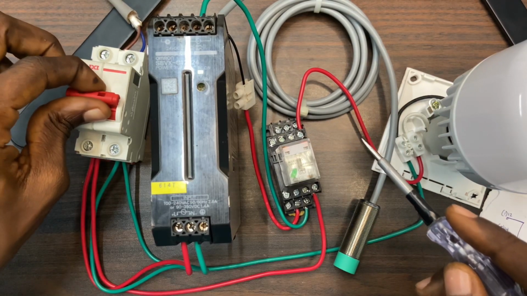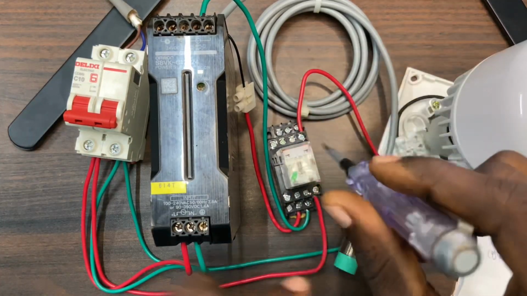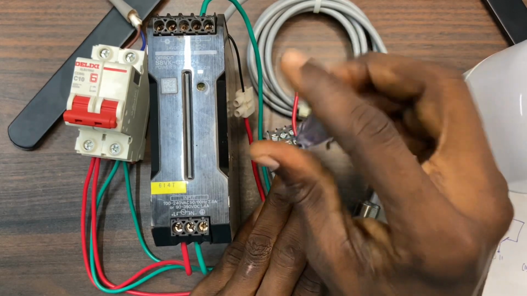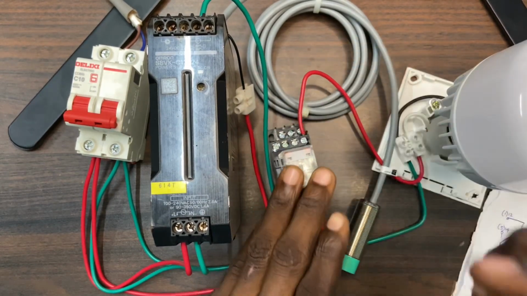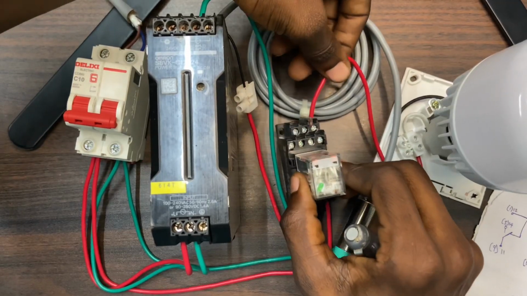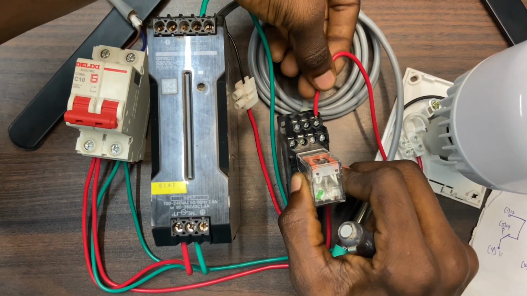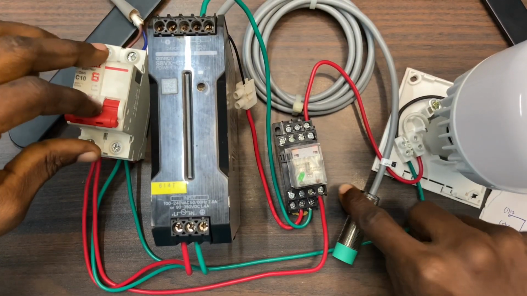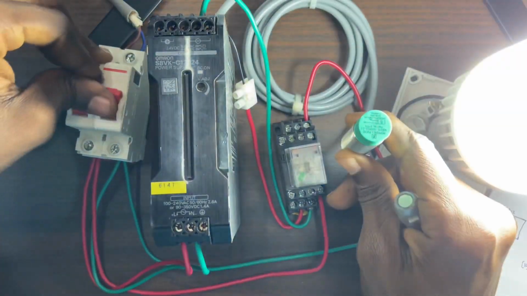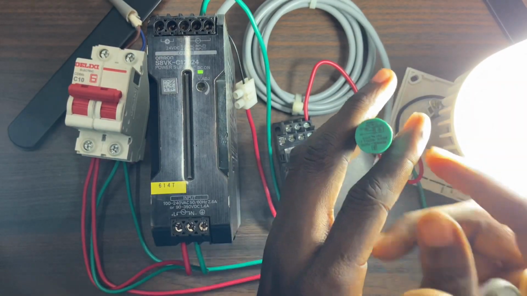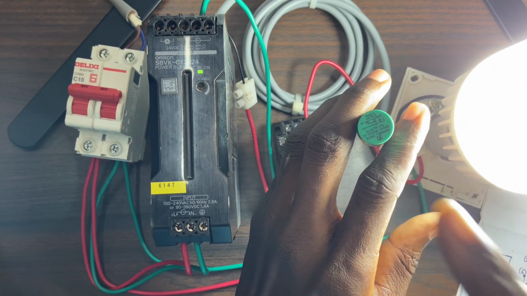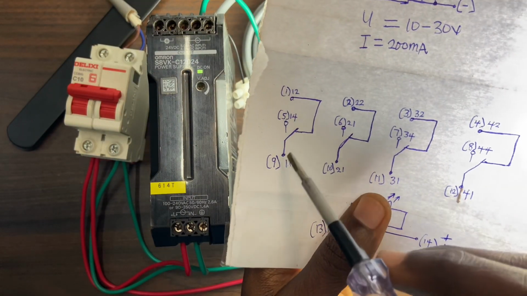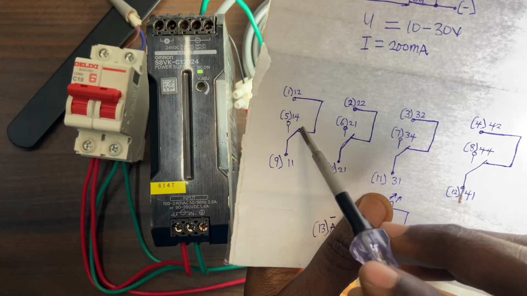Safety first, I'll turn off the breaker and remove it from the normally open. I'll connect it to the downside. This is number 1, normally closed. Okay. So right now, the load is working without any contact with the proximity sensor. Number 1 and number 9 are linking directly.